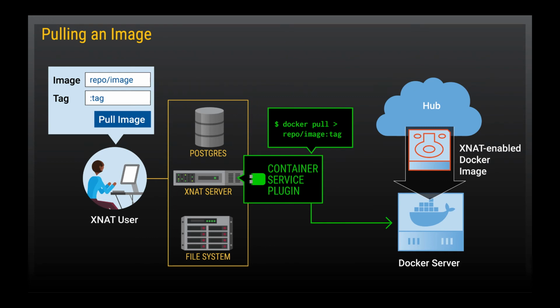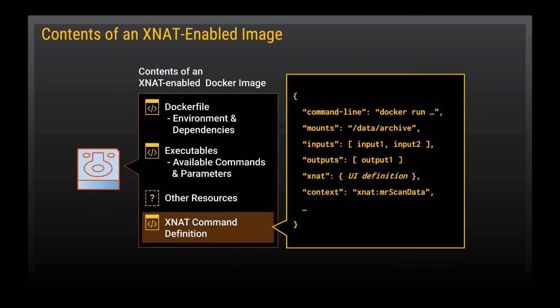And so what does that mean? An XNAT enabled image is built in much the same way as a normal Docker image, but it has all the same stuff defined by the same Docker file, but now it has more stuff. It has new stuff that is XNAT specific. And we call that the XNAT command definition.